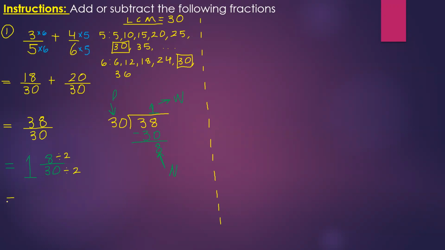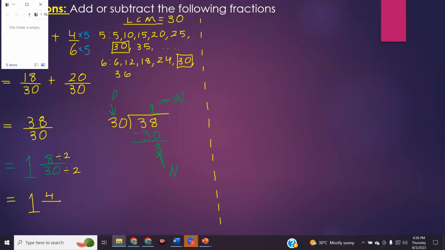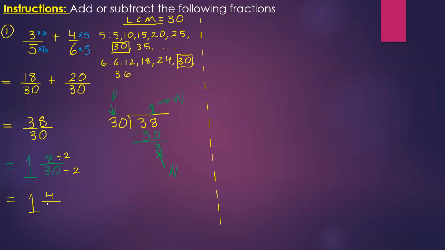It's going to be equal to 1. 8 divided by 2 is what? 4. And 15 and 30 divided, 30 divided by 2 is what? 15. Very good. So the answer is going to be 1 and 4 over 15.